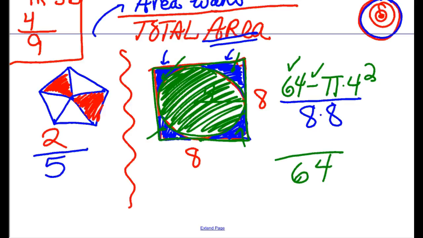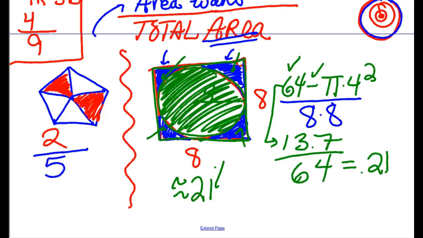It would be 64 minus pi times 4 squared. So I'm just doing the top, and I'm going to write it as a decimal. Round to the 10th. So let's say I got 13.7 when I did this top part. When I divide that by 64, I get 0.21. And so I'd say I have about a 21% chance of a randomly thrown dart that hits the target landing in the blue stuff. So maybe one more, and we'll call that good.